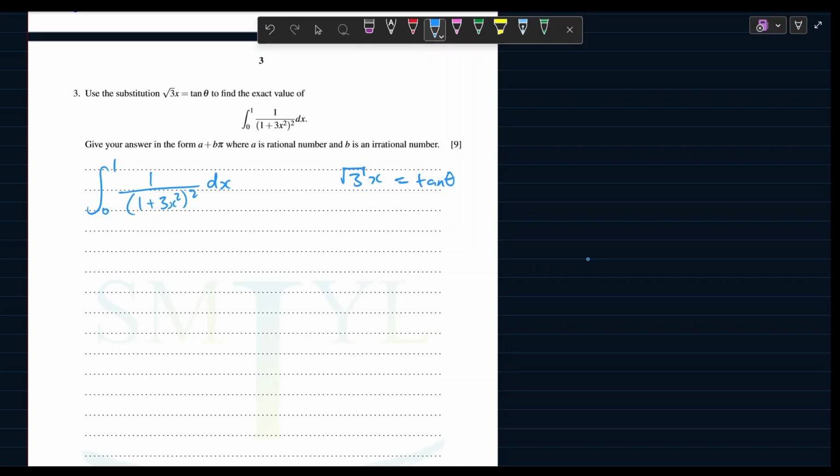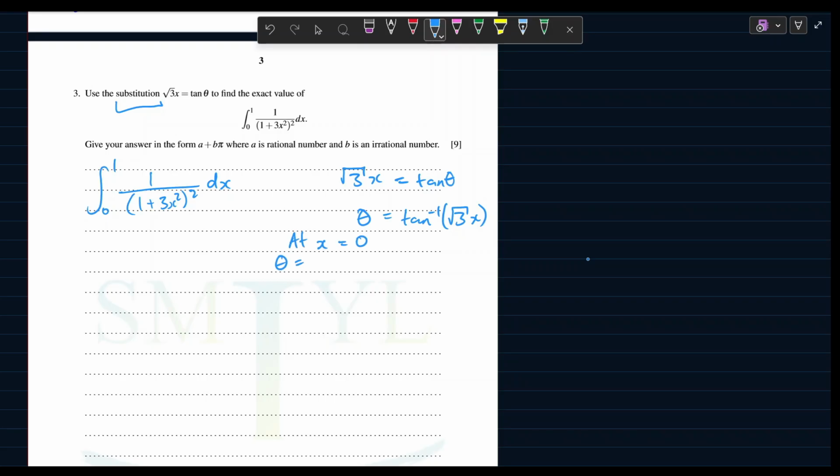So what we need to do first of all is to use the substitution. It means we have to replace all the x's with theta. So I'll start with our limits. We want to move our limits from x to theta. The way that we're going to do that is to say that theta is going to be arctan of root 3x.